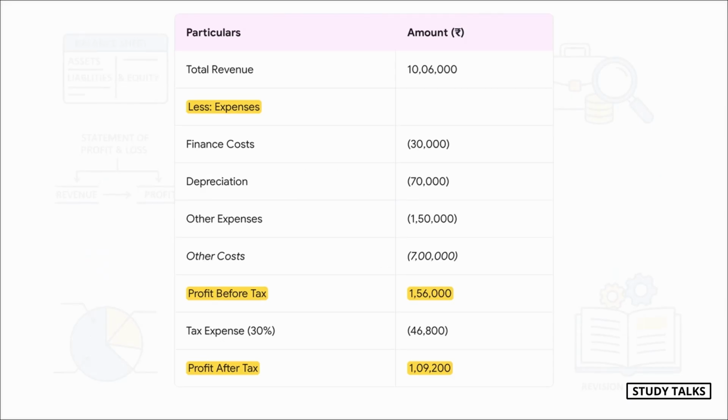So after all that work on the notes, let's see how it all stacks up in the actual P&L statement. We start with our revenue, add that 6,000 of other income we calculated from the sale. Then we subtract all our expenses, the finance costs, the depreciation we just calculated, and all the other expenses combined. That brings us to a profit before tax of 156,000. We hit that with a 30% tax provision, and we land on our final profit after tax, 1,099,200. This number right here is the golden link between our P&L and the balance sheet.